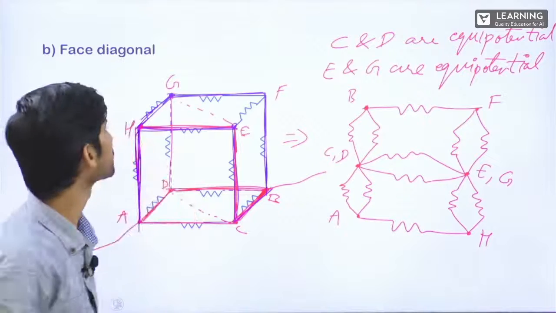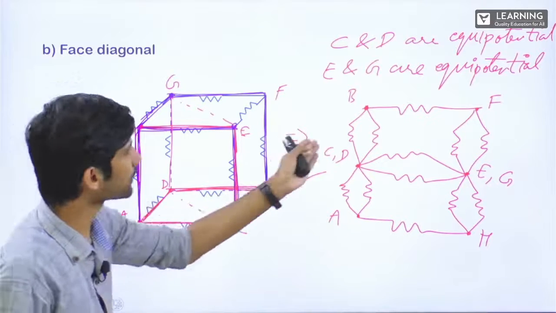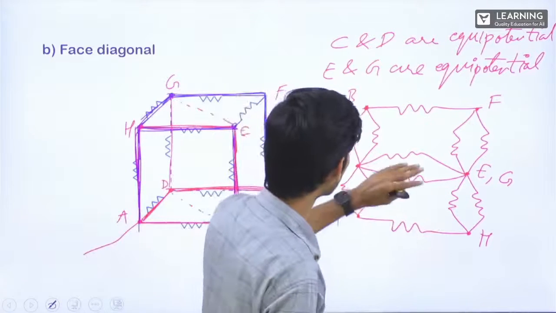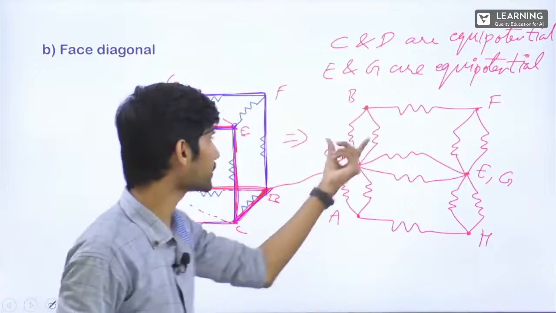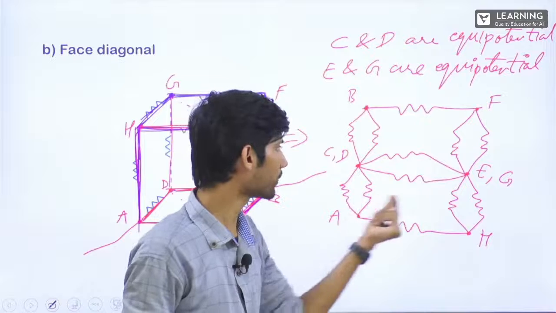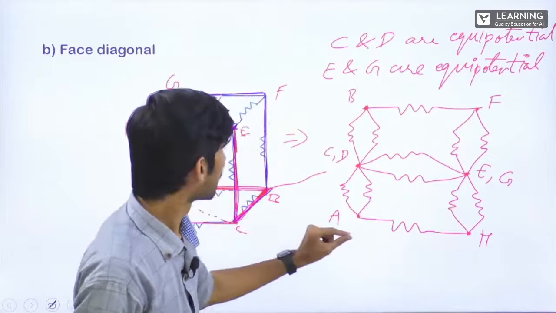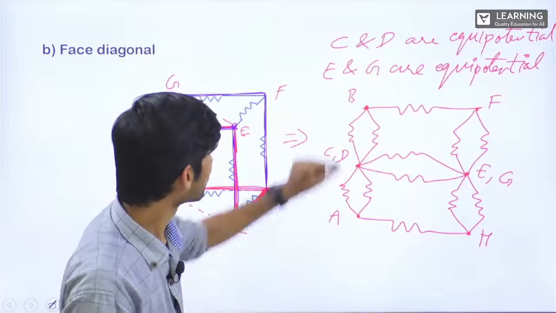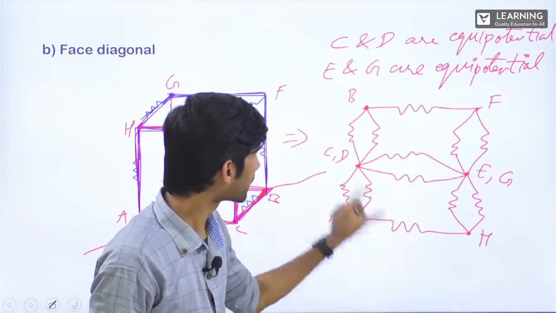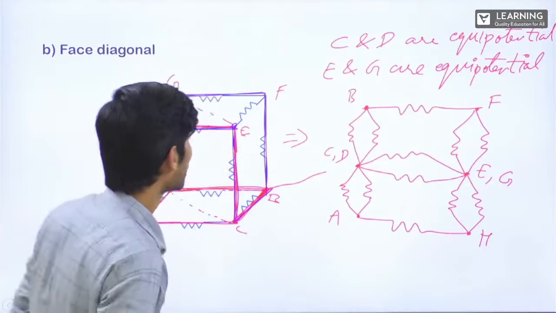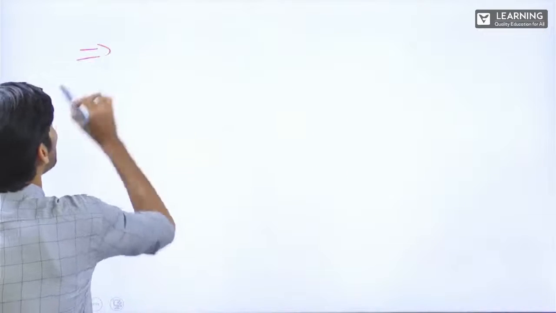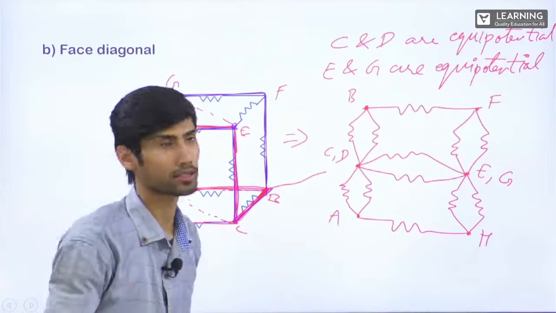Got it? Now see, all the resistances are done. 1, 2, 3, 4, 5, 6, 7, 8, 9, 10, 11, 12. All are R. These 2 will be R by 2, R by 2, R by 2, R by 2. Where is B? This is B. Okay. R by 2, R by 2, R by 2, R by 2, R by 2. These 2 will be R, R. Okay. A similar kind of circuit as the previous one, only the terminals are changed.